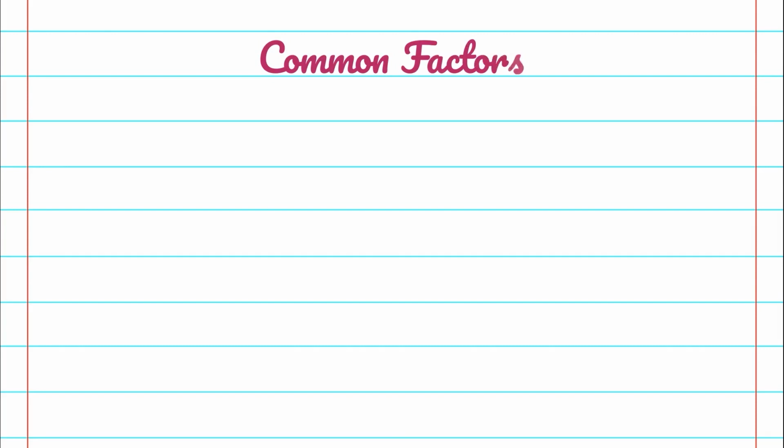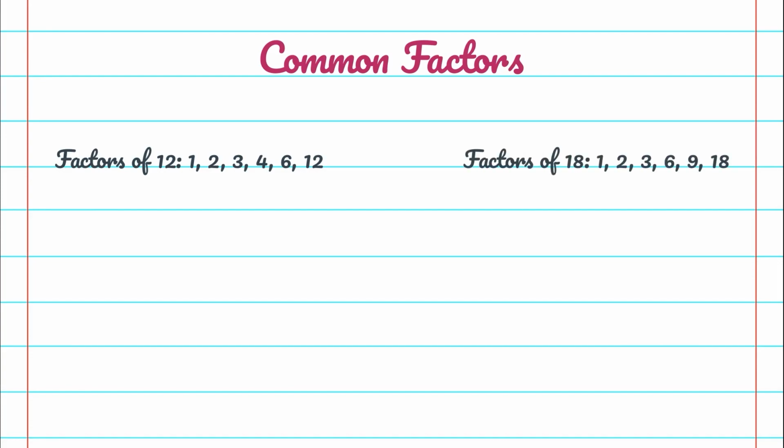Let's take 12 and 18 as an example. Factors of 12 would be 1, 2, 3, 4, 6, and 12. Factors of 18 would be 1, 2, 3, 6, 9, and 18. As you can see, the factors that are common between 12 and 18 are 1, 2, 3, and 6. These numbers are called common factors.